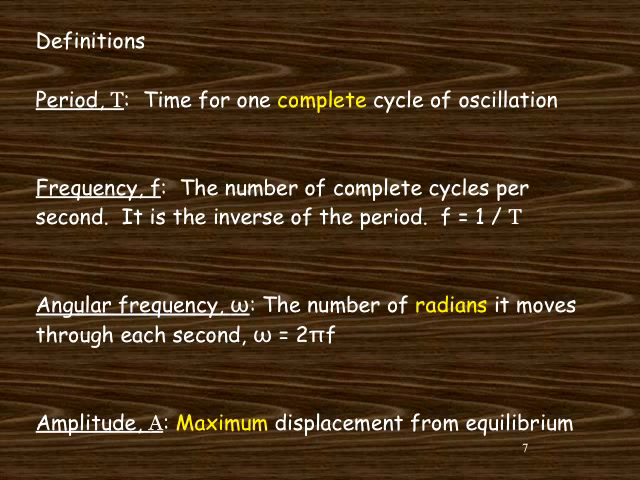The frequency is the inverse, the number of complete cycles per second. It's 1 over the period. The longer the period of time, the less frequently something happens. The more frequent the oscillation, the shorter the period of time it takes.